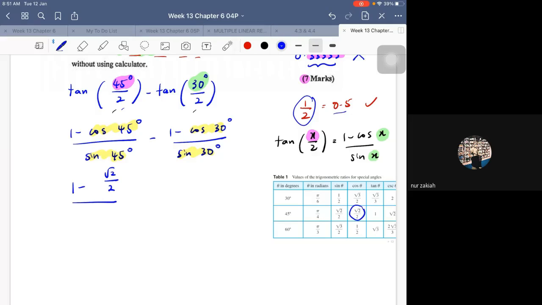So per, and then it's going to be sin 45 degree, sama juga the value. So dia adalah bersamaan dengan square root 2 per 2. So tolak 1 tolak cos 30 degree. So the value is going to equal square root 3 per 2. And dekat bawah, so sin 30 degree adalah bersamaan dengan 1 per 2. So at this stage of the calculation, ni you dah boleh pakai calculator lah.